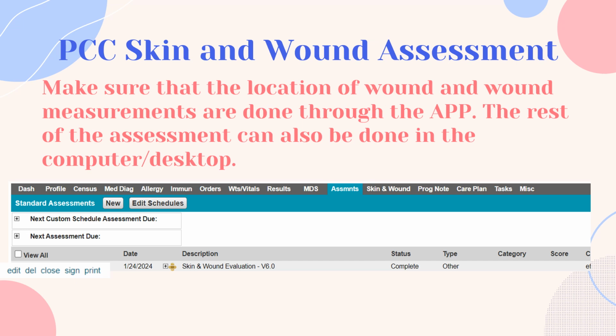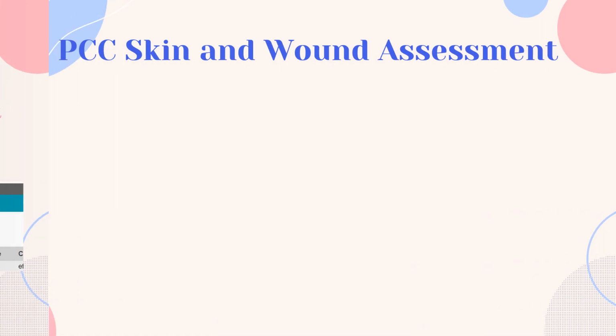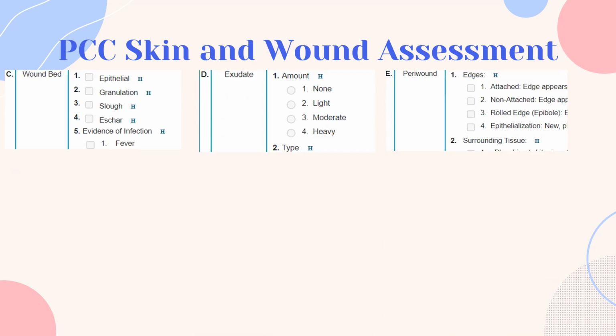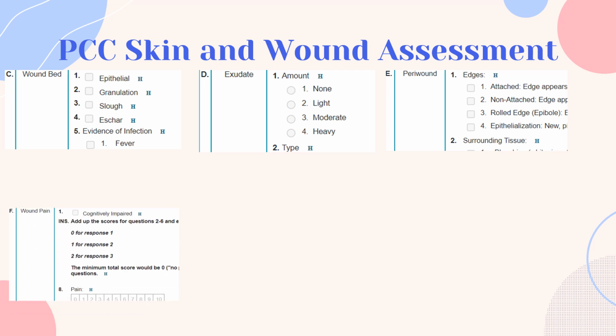Go to the resident's chart on Point-Click Care and click on the Assessment tab. Locate your assessment in the list. If you cannot see your assessment, check the View All box on the left side of the screen. Click Edit to the left of your assessment. Complete the rest of the assessment by clicking on the appropriate check boxes and circles. Ensure all details are included in your assessment.